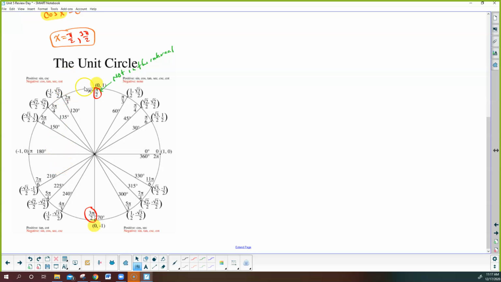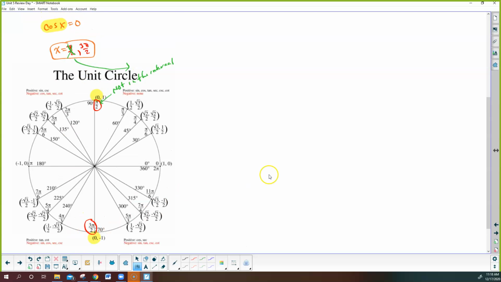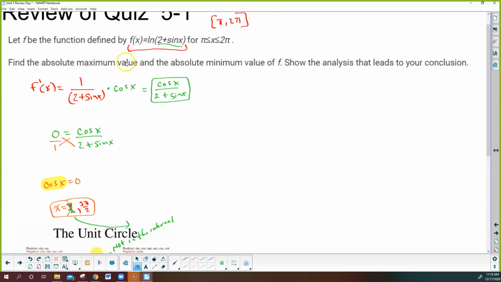All right, so I'm going to kind of exclude that one. I don't need it, which some people just cross it off and just say that's not in the given interval. So I only have one critical point right here at 3 pi over 2 that I have to check. But I'm looking for the absolute max and min. Now you may have noticed this.